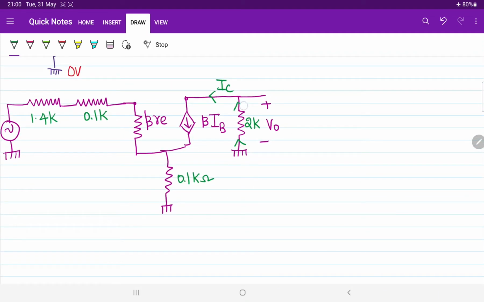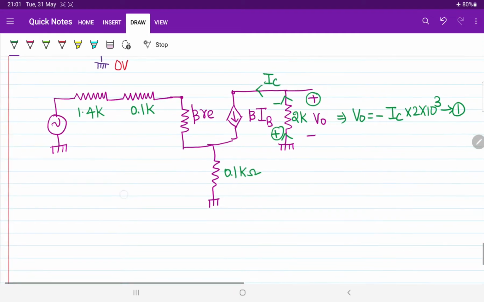The output current is going in this way, current entering point plus, leaving point minus, whereas the polarity of output voltage is opposite to the current polarity. From this I can say the relation for output voltage V0 can be written as minus of collector current IC into 2 kilo ohm resistor. Kilo means 10 power 3. Treat this as your equation number 1.